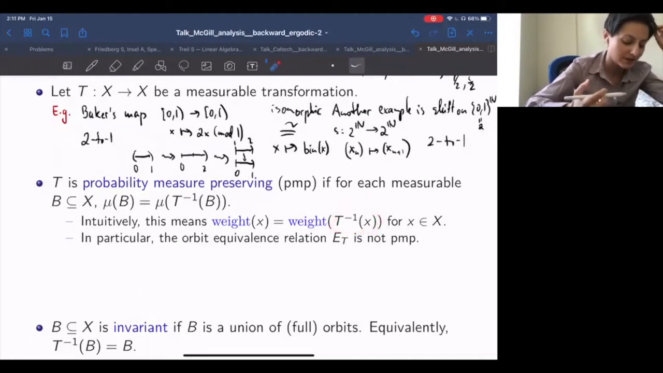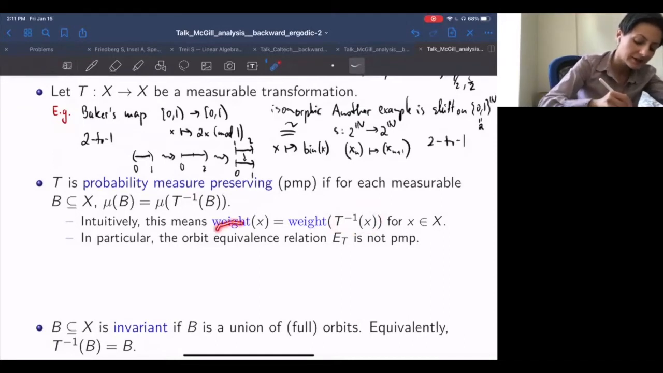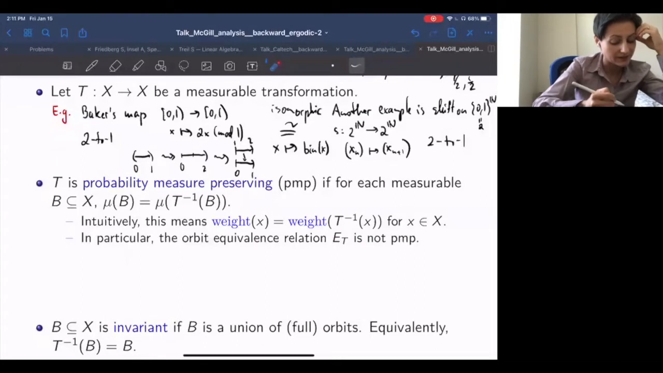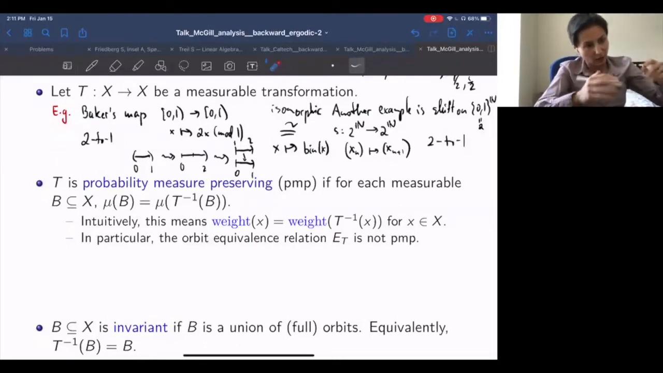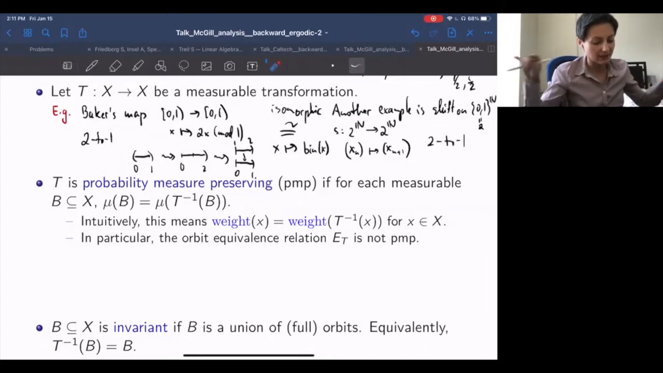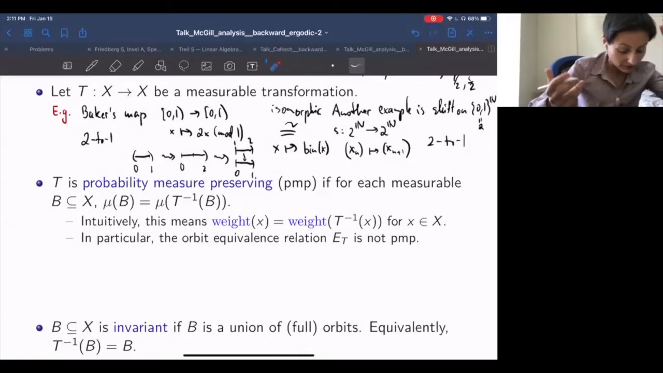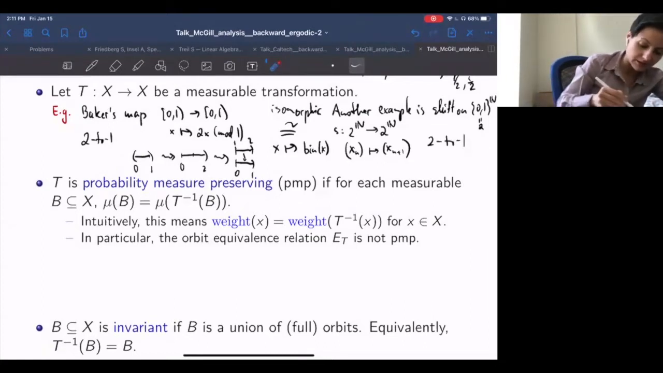That's what measure preservingness means. And in fact, it's not an intuition, I'll make it precise later what I mean by this. So there is some function on the pairs of points in the same orbit that measures the ratio of weight of one point with respect to the other. So it measures the fact that the weights of points are different.